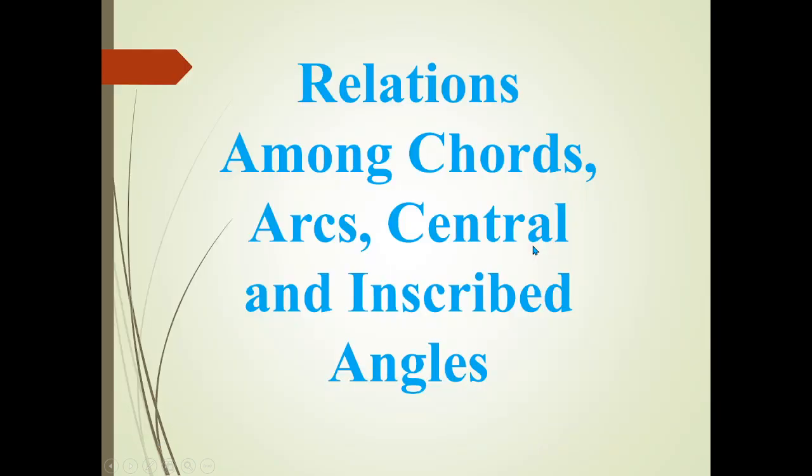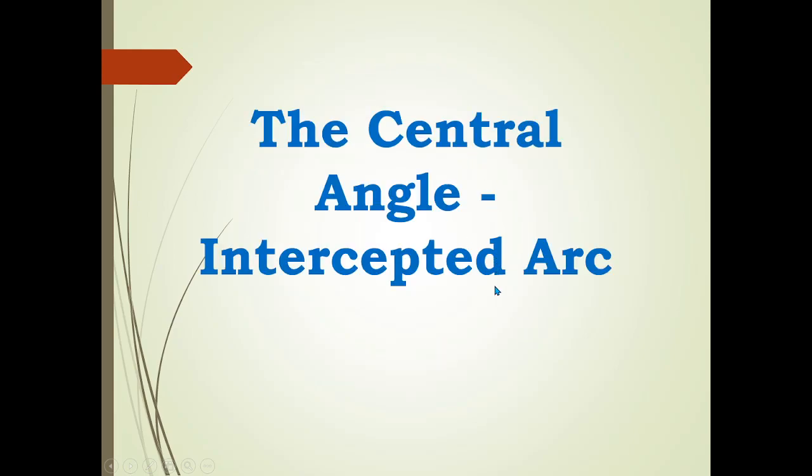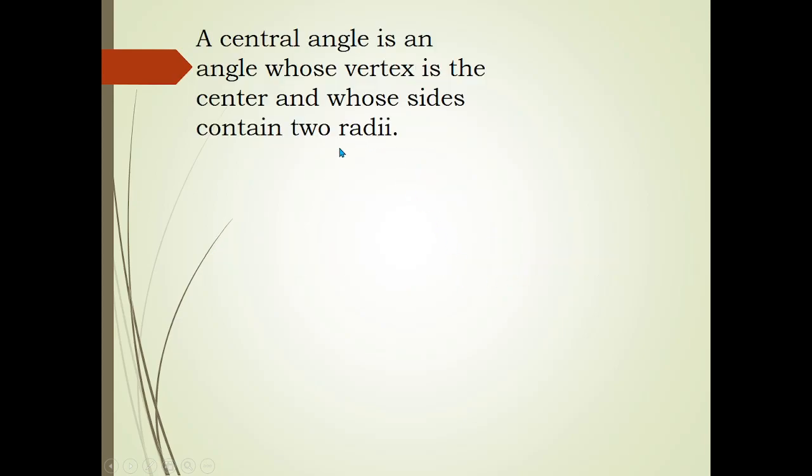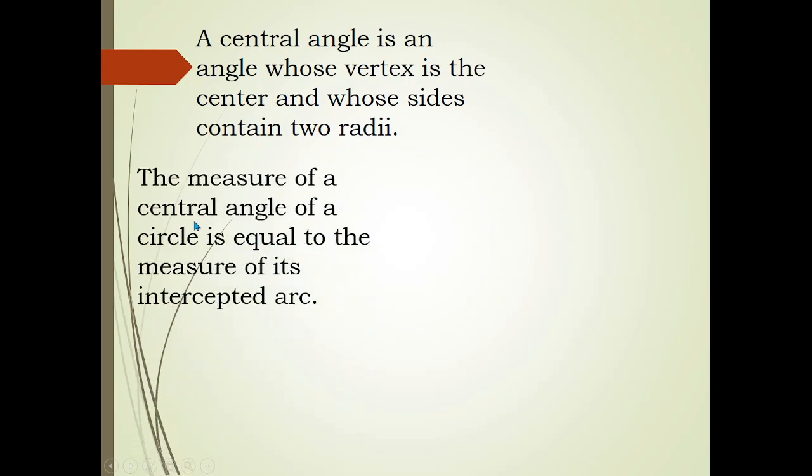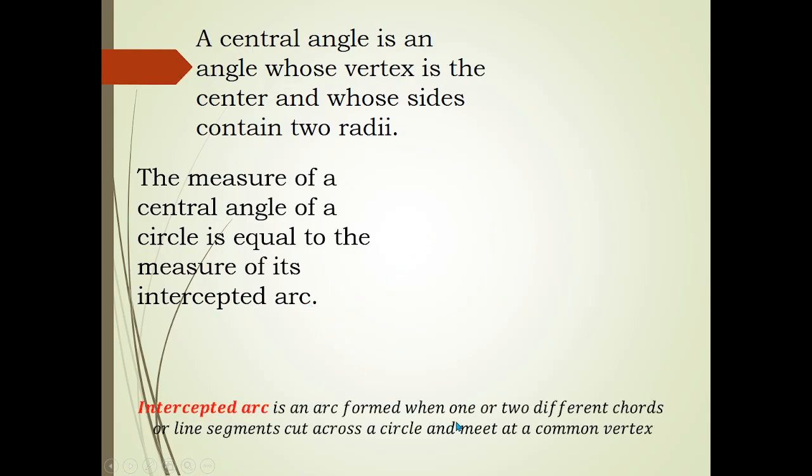Moving on, let's see the relations between chords, arcs, central angles, and inscribed angles with respect to their measures. Let's begin with the central angle and its intercepted arc. So you know what a central angle is. And this time, it says that the measure of a central angle of a circle is equal to the measure of its intercepted arc. When we say intercepted arc, it is formed when two different chords or line segments cut across a circle and meet at a common vertex.